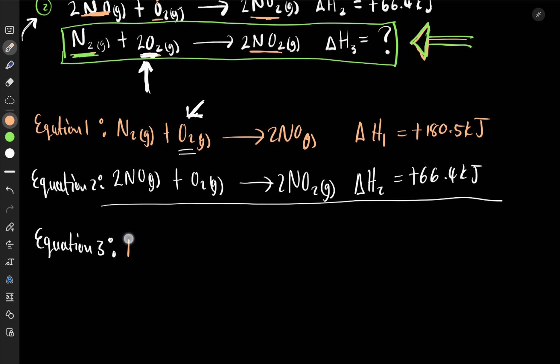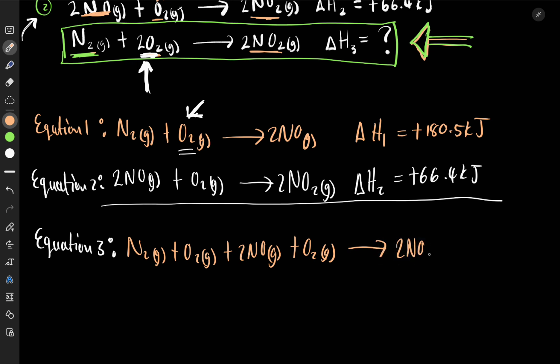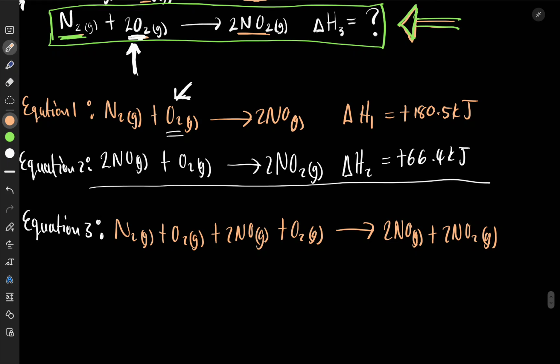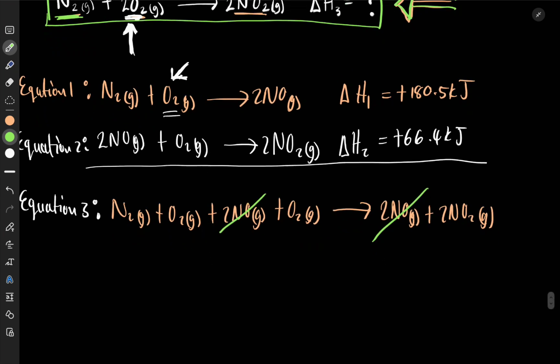So what are my reactants? I had N2 gas plus O2 gas plus 2NO gas plus O2 gas again. Then what is it forming? On the product side, what do I have? 2NO gas plus 2NO2 gas. Then I'll look for spectator particles, anything that is appearing on both sides. Here we go. NO is there on both sides, so I'm going to cancel it.